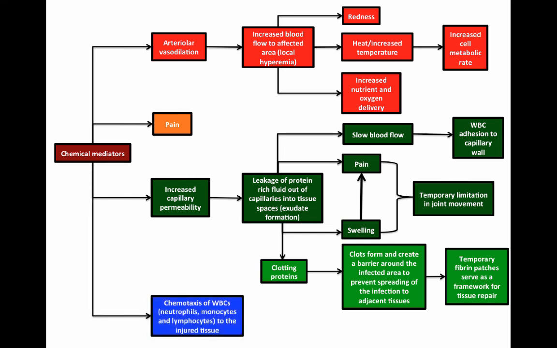This process involves the deposition of transient fibrin patches, which constitute a scaffold for repair. Finally, there will be chemotaxis of white blood cells, such as neutrophils, monocytes, and lymphocytes, to the injured tissue. On the other hand, the release of leukocytosis-inducing factor increases the number of leukocytes in the blood, known as leukocytosis. This allows for migration of white blood cells to the injured area.